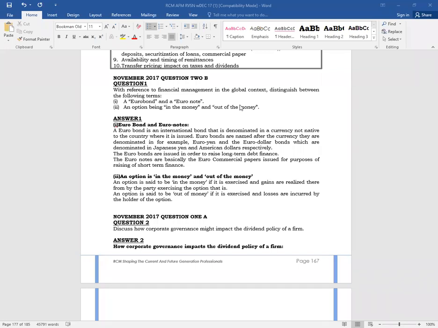Out of the money options are options that are loss-making, and therefore the holder will not exercise that particular option. So currently, you guys in your lives, which position now would you say you are in? Are you in the money or out of the money?